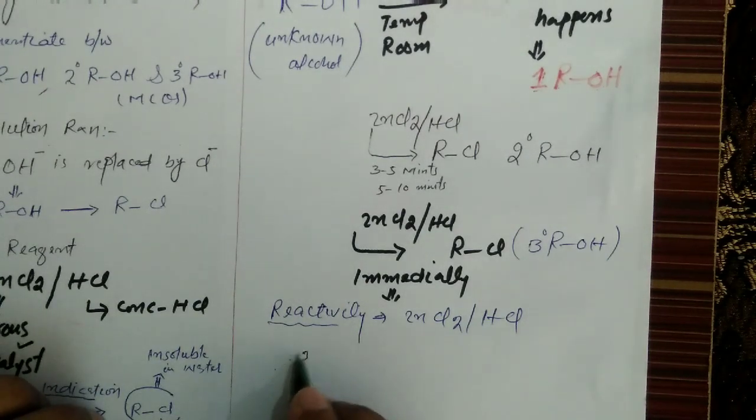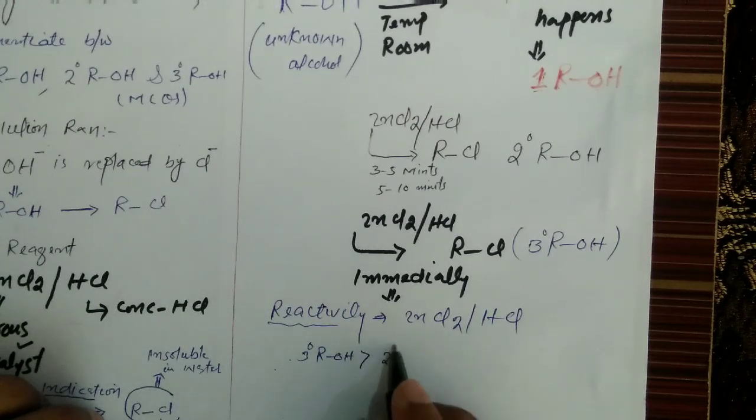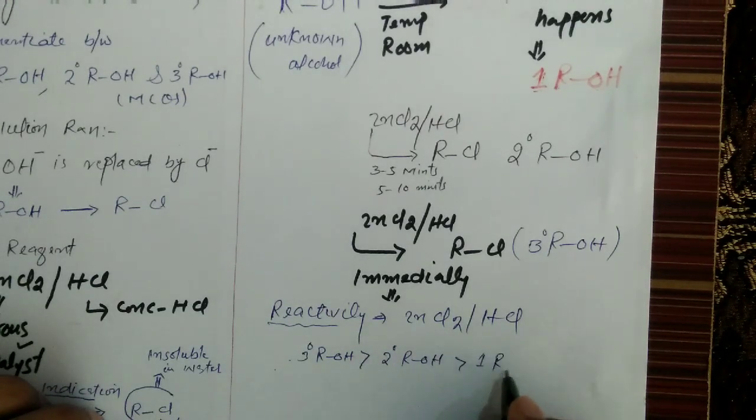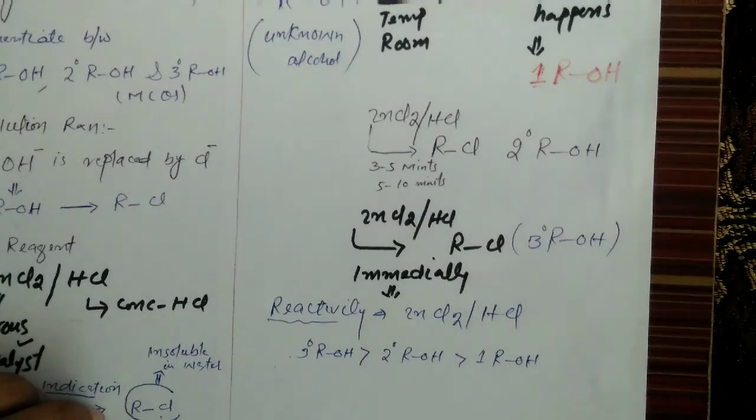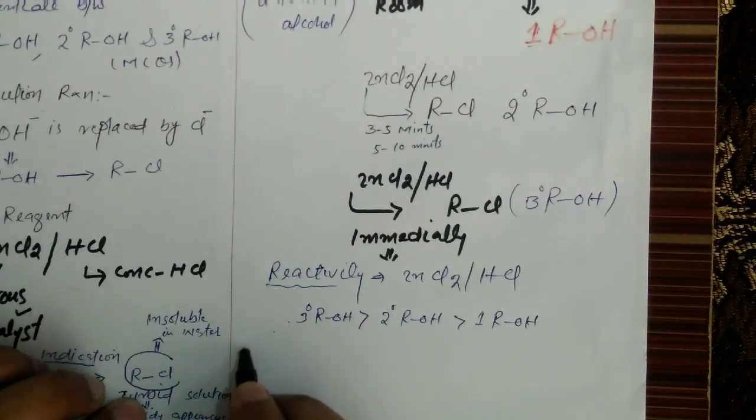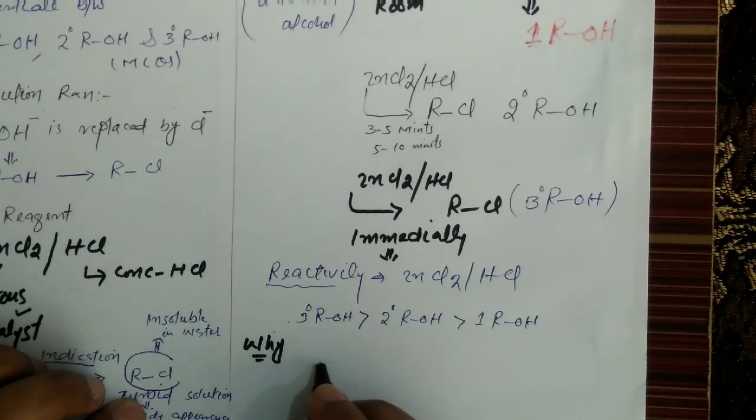Reactivity: tertiary alcohol is more reactive than secondary alcohol, which is more reactive than primary alcohol. But why? Very simple. Because the tertiary carbonium ion, I'm putting the stability order.